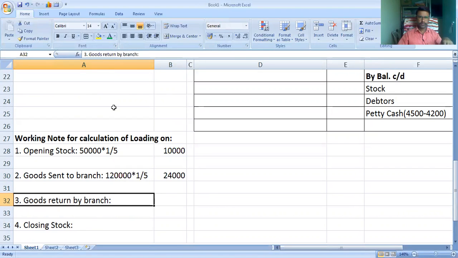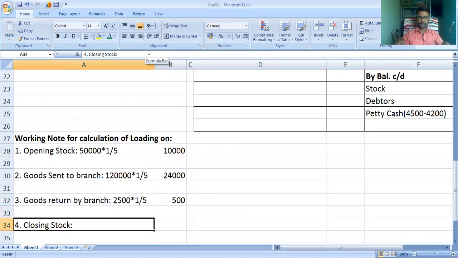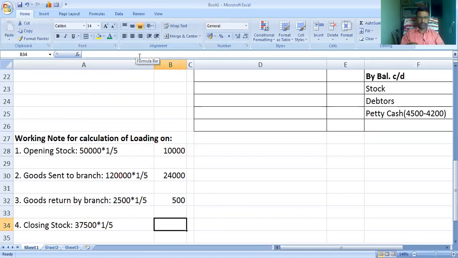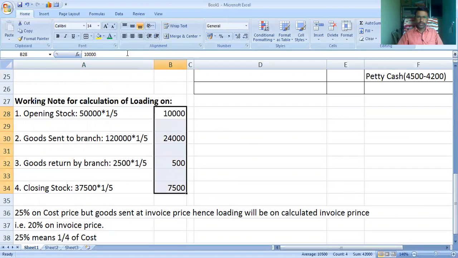Then goods return, amount rupees 2,500 into 1/5, amount rupees 500. Then closing stock amount rupees 37,500 into 1/5, that is 7,500. These are the calculations of loading.